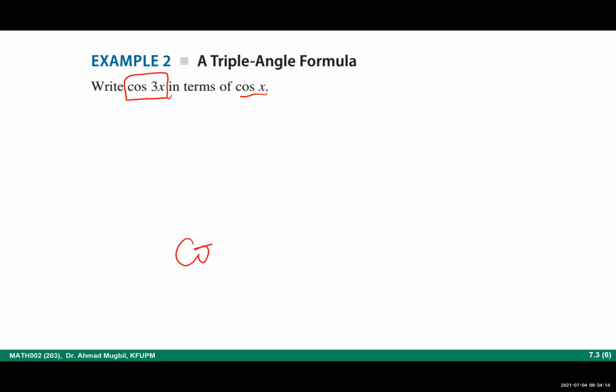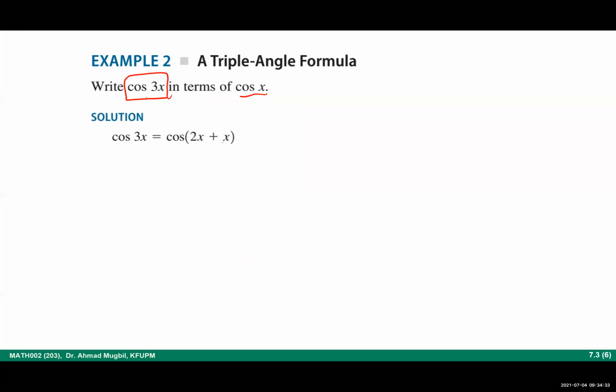We know what is cosine. We know what is cosine 2x. But what about when you have 3? Is it going to be the same? No. This is something you have to think about from the beginning. So the trick here is to use cosine 3x as cosine 2x plus x. 3x is 2x plus x.